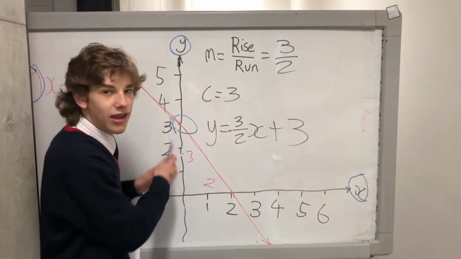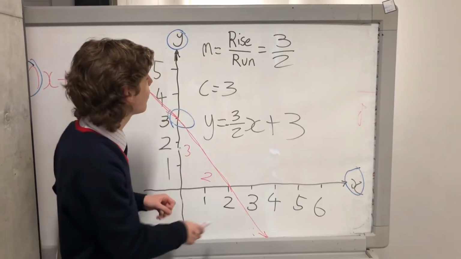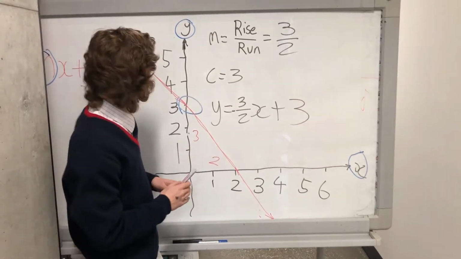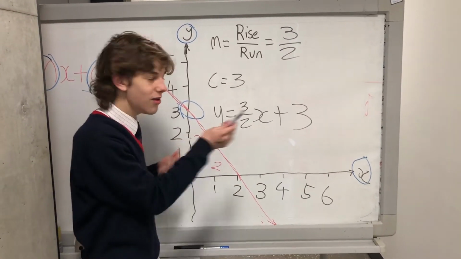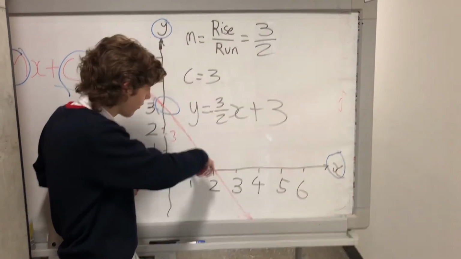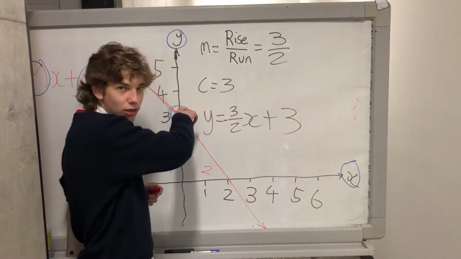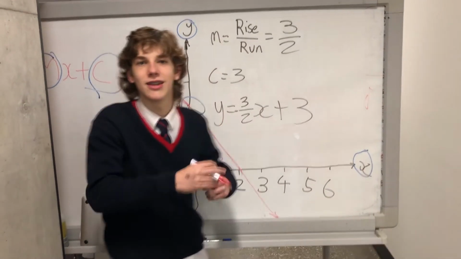Now, as you can see here, the line passes through point number 3 on the y-coordinates, which will have a y-intercept of 3. So for this equation, y equals mx plus c, y will equal negative 3 over 2, as the gradient is a negative gradient, x, plus 3, as it passes through point 3 here on the y-axis.